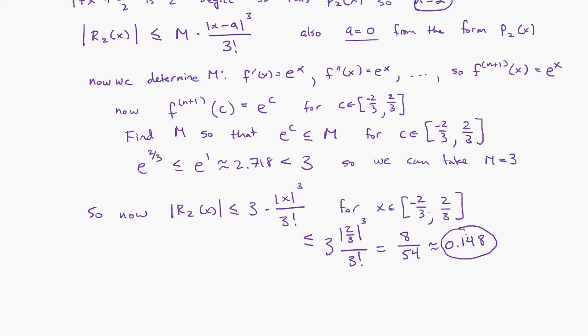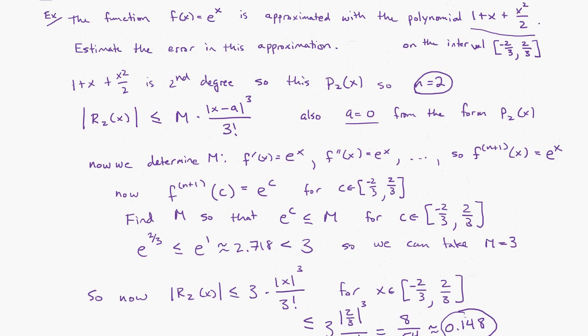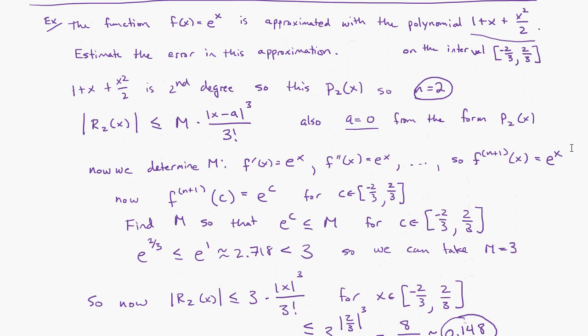So what this says is that within this interval, the Taylor polynomial 1 plus x plus x squared over 2 will be at most 0.148 away from the actual value of the exponential function. But typically, when you choose even smaller values of x close to 0, this error actually will be smaller and the approximation will be better.